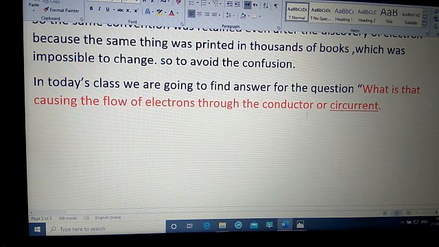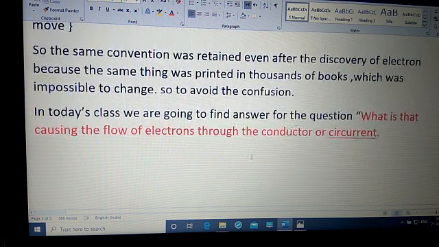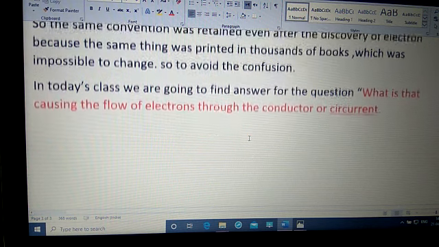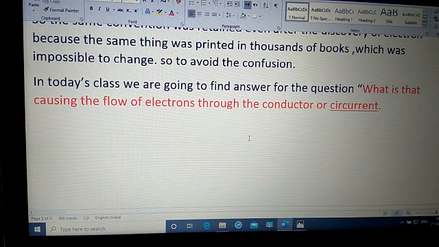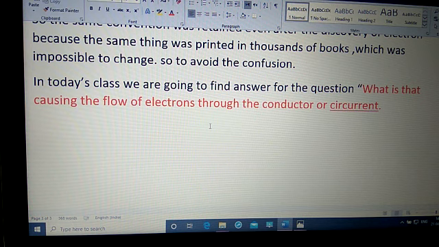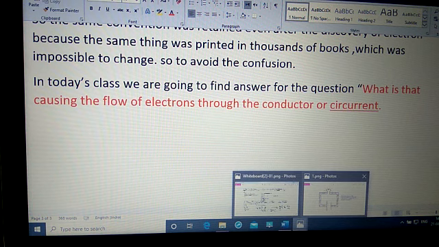So far, we have studied in the first day of our online class and the second day that the flow of electrons, electric charges, constitutes electric current. Then what is it that causes the flow of electrons? What is that something that triggers the motion of the electrons through the conductor? We'll take some pictures and try to answer this.